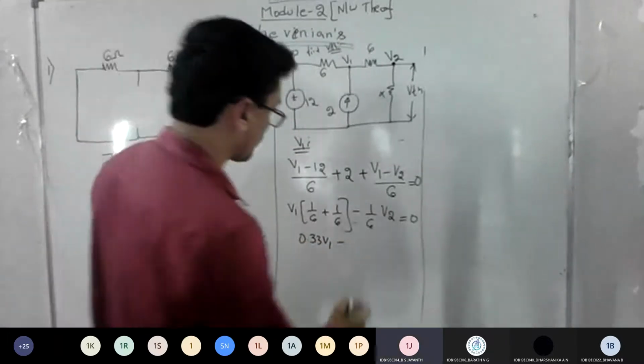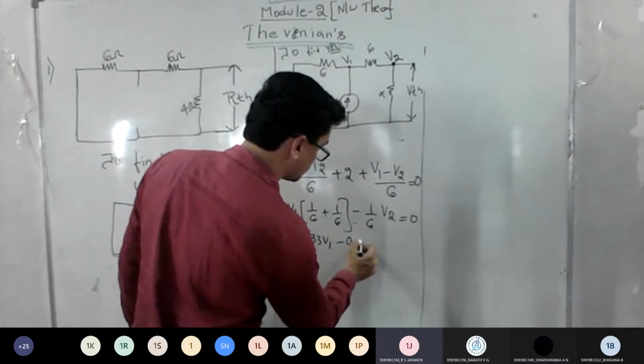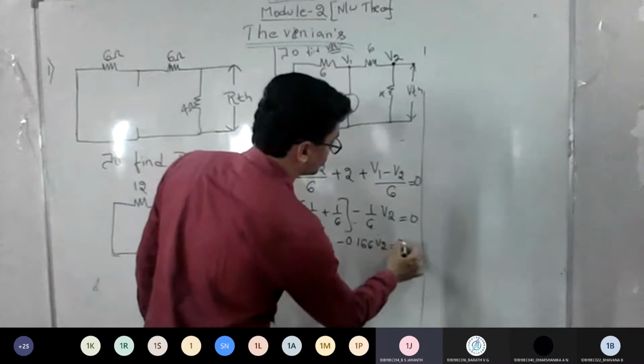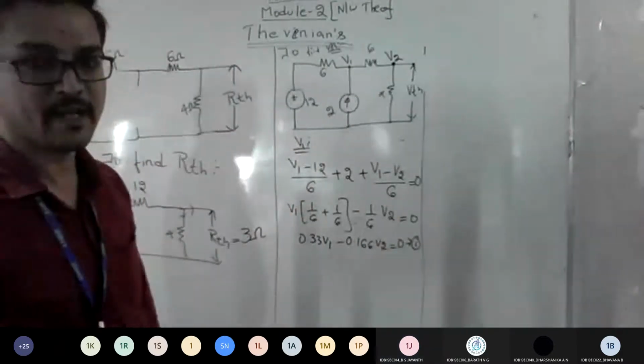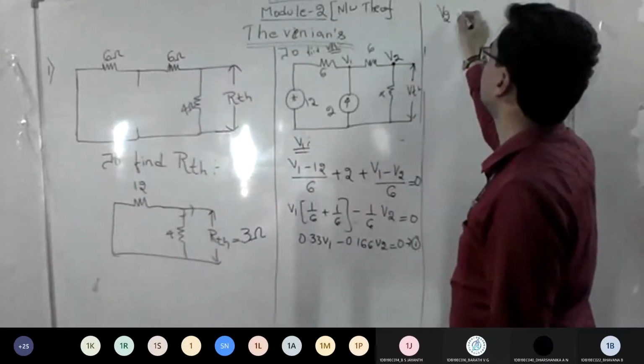Minus 0.166 V2, sir. Okay, equal to 0. So this is your first equation. Okay, same way apply for your second node. So apply nodal at V2.